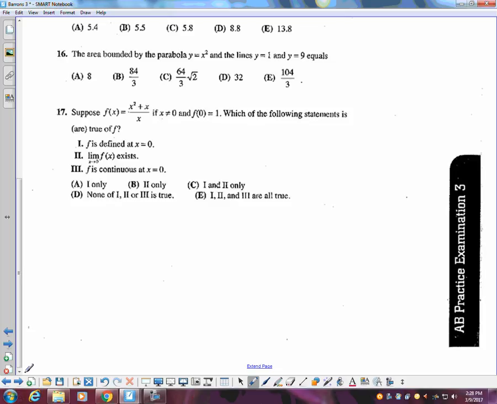Suppose the function is defined as given if x doesn't equal 0, and then they're saying, okay, when x is 0, we're going to plug in a 1. Which of the following statements are true? F is defined at x equals 0. Did they swoop in and save the day? Yeah, they defined it right here. So we're good there.